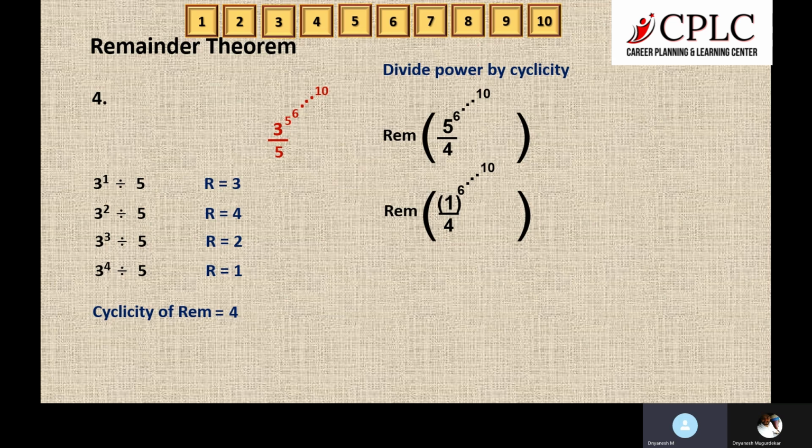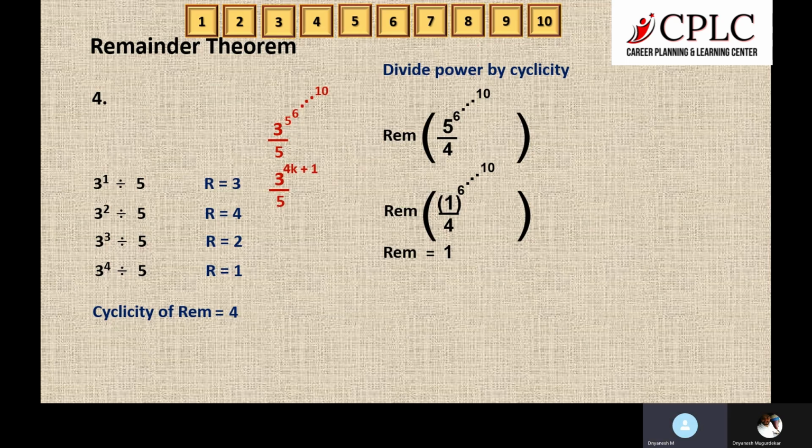And that means this last part, the simplification of the power, 5 raised to 6 raised to 7 raised to 8 raised to 9 raised to 10, that answer is 1. That means the question is 3 raised to 1 divided by 5, and 3 raised to 1 divided by 5, the remainder is 3.